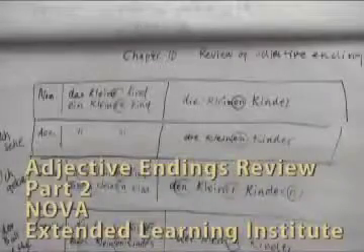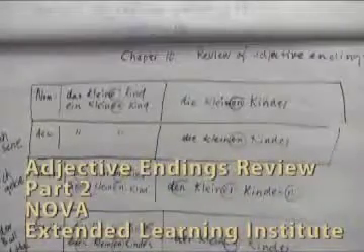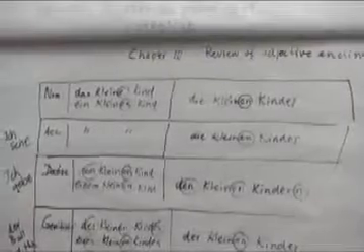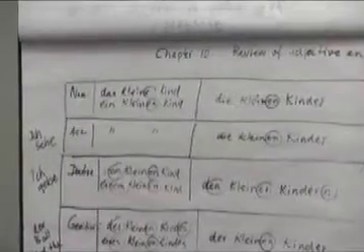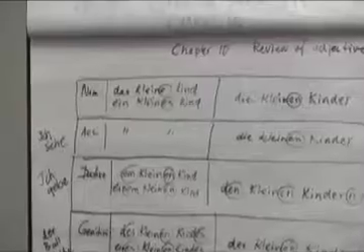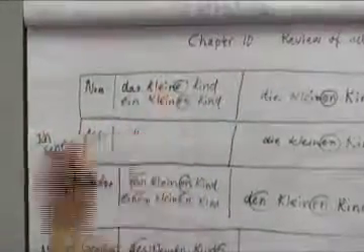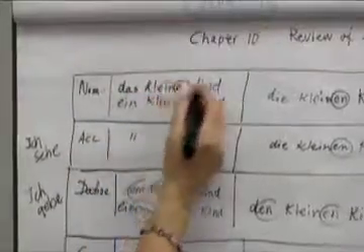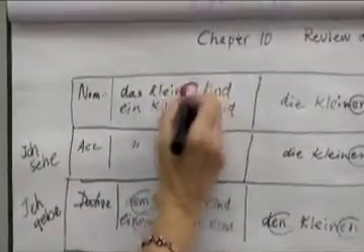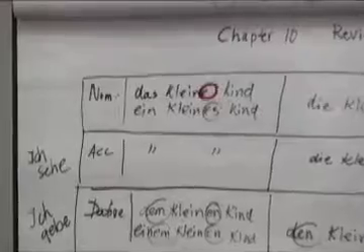Chapter 10. Let's continue our review of adjective endings. In the last session we did the masculine and feminine nouns. Today we are going to do the neuter nouns. Okay, so das kleine Kind. Das kleine, the ending on the adjective.